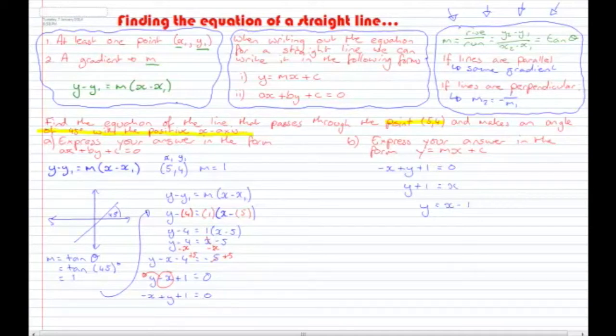For the next part of the question, I've rewritten this formula up here: negative x plus y plus 1 equals 0. I've now added x to both sides. Then you've got y plus 1 is equal to x. Subtract 1 from both sides. These will cancel out, leaving us with y on this side, and equals x minus 1 on the other side, leaving us with our y equals mx plus c form.